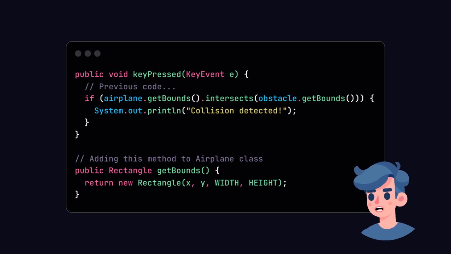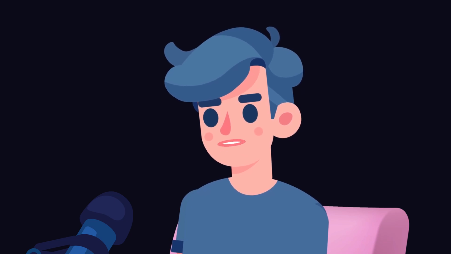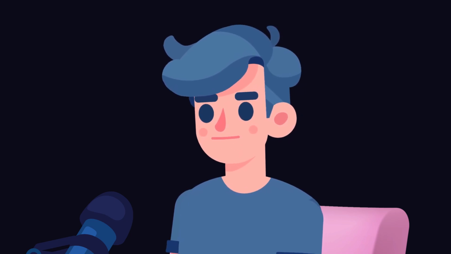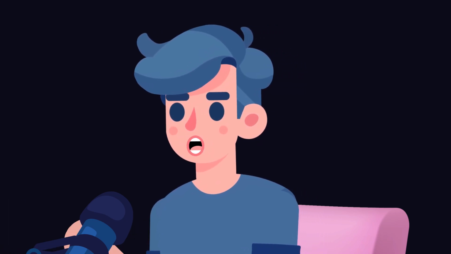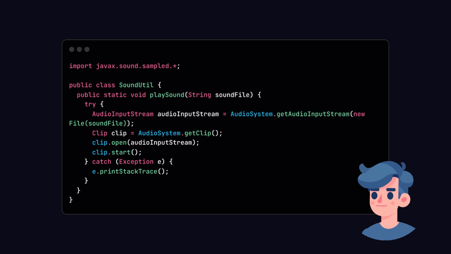The next step is to check for collisions between the airplane and the obstacle as we move. We added collision detection by using Java's Rectangle class. The getBounds method in the Airplane class returns a rectangle around the airplane, and in the keyPressed method, we check if the airplane's bounds intersect with the obstacle's bounds. Let's test this collision detection. Yes, we see the collision message in the console.